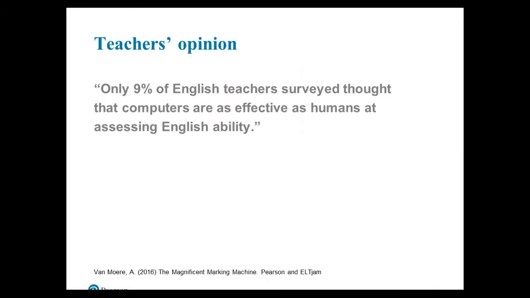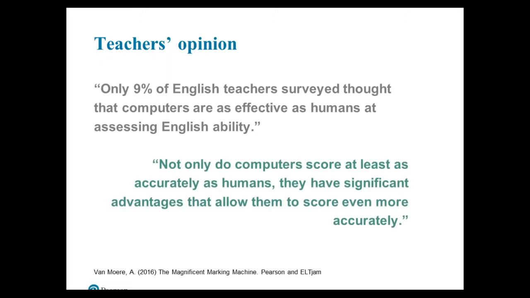Test takers are much more accepting of computer-based testing than their teachers. They are generally younger and choose to interact with technology more often than their teachers do. Some teachers feel threatened by the technology, with only 9% surveyed thought that computers are as effective as humans at assessing English ability. Should we feel threatened? No, we should embrace it. It's the way of the world, and we'll see in a minute how the market is embracing it. Not only do computers score at least as accurately as humans, they have significant advantages that allow them to score even more accurately.